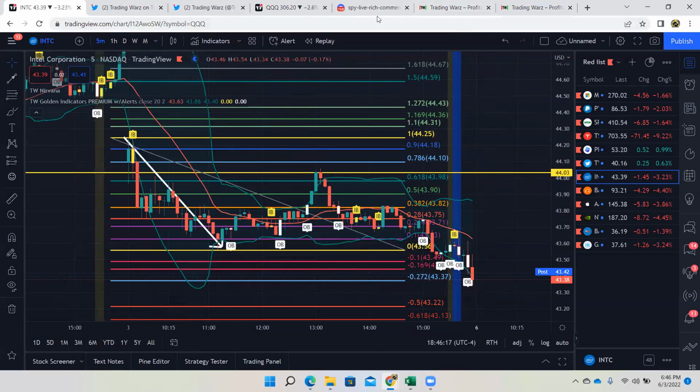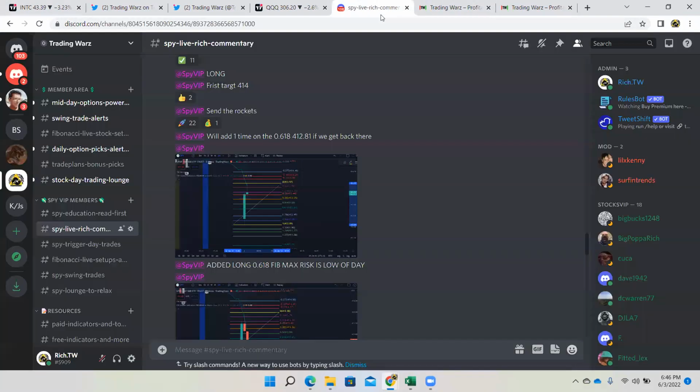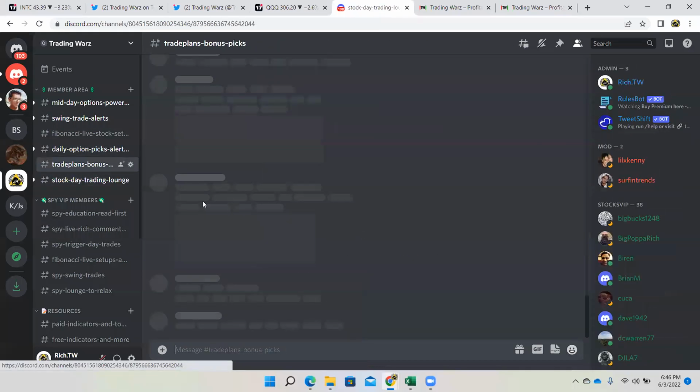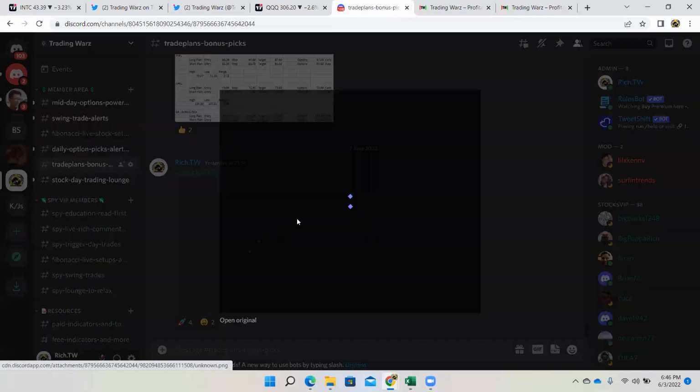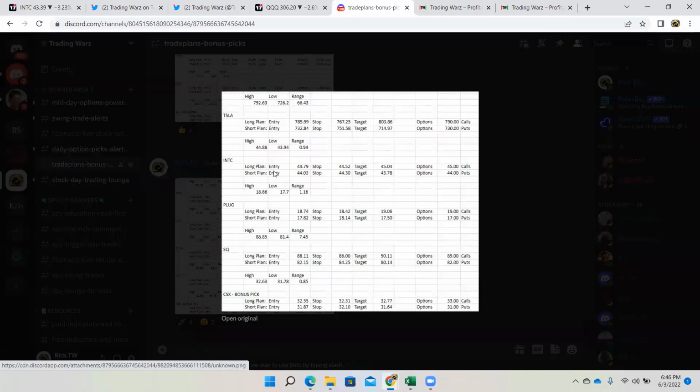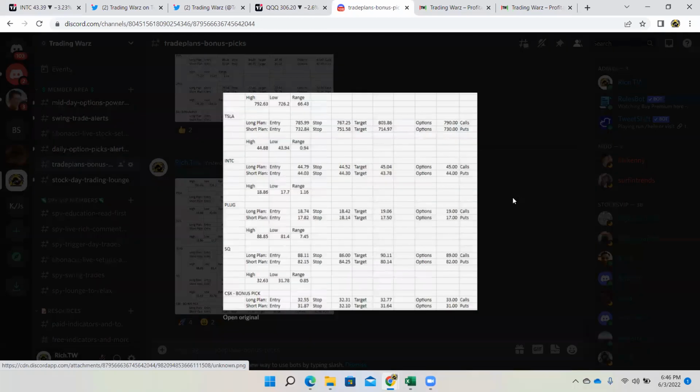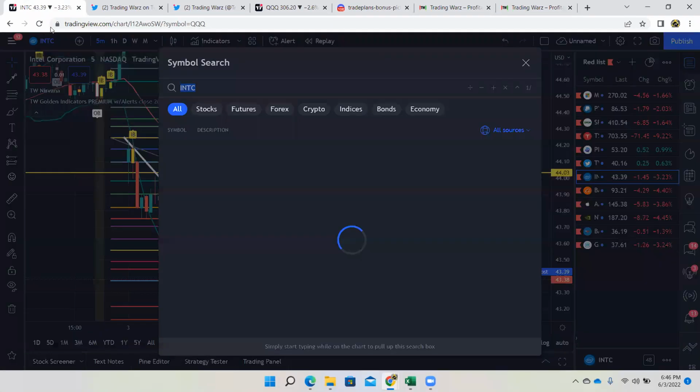Okay, so let's continue here, guys. Now let me go ahead and pull up the Discord. So I just want to show you guys that we have the stock plans here. I post them. So Intel was posted yesterday right here with the full short plan, targets and stop losses and options if you are looking for that. Let's move on to SPY.